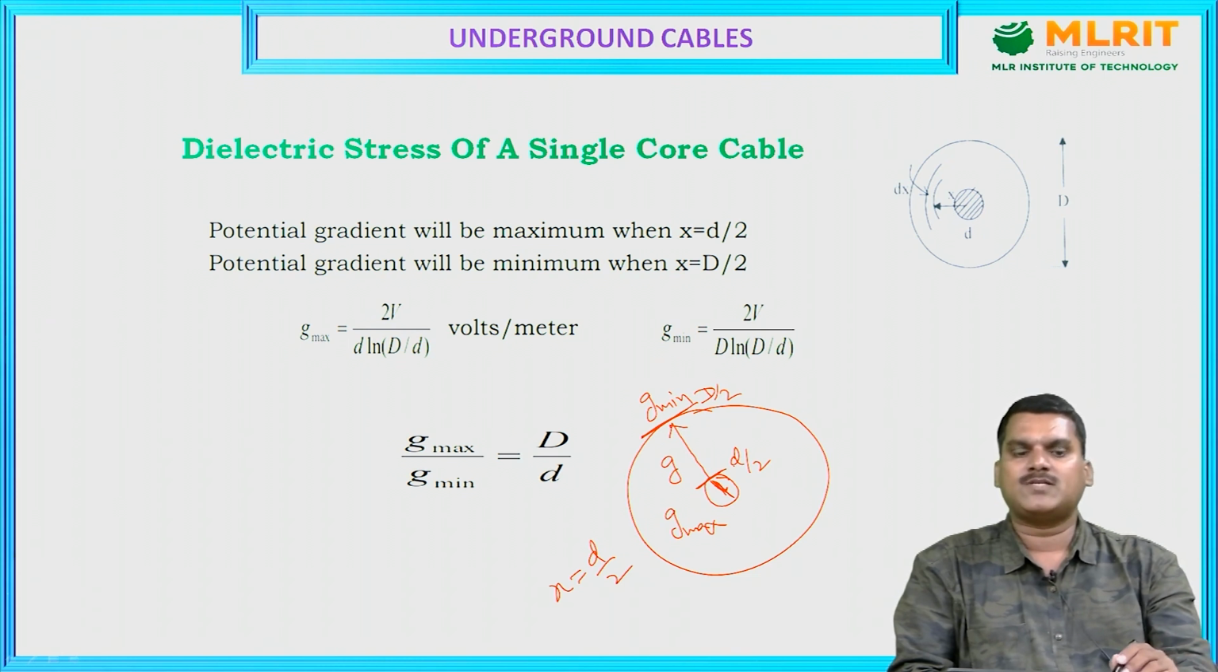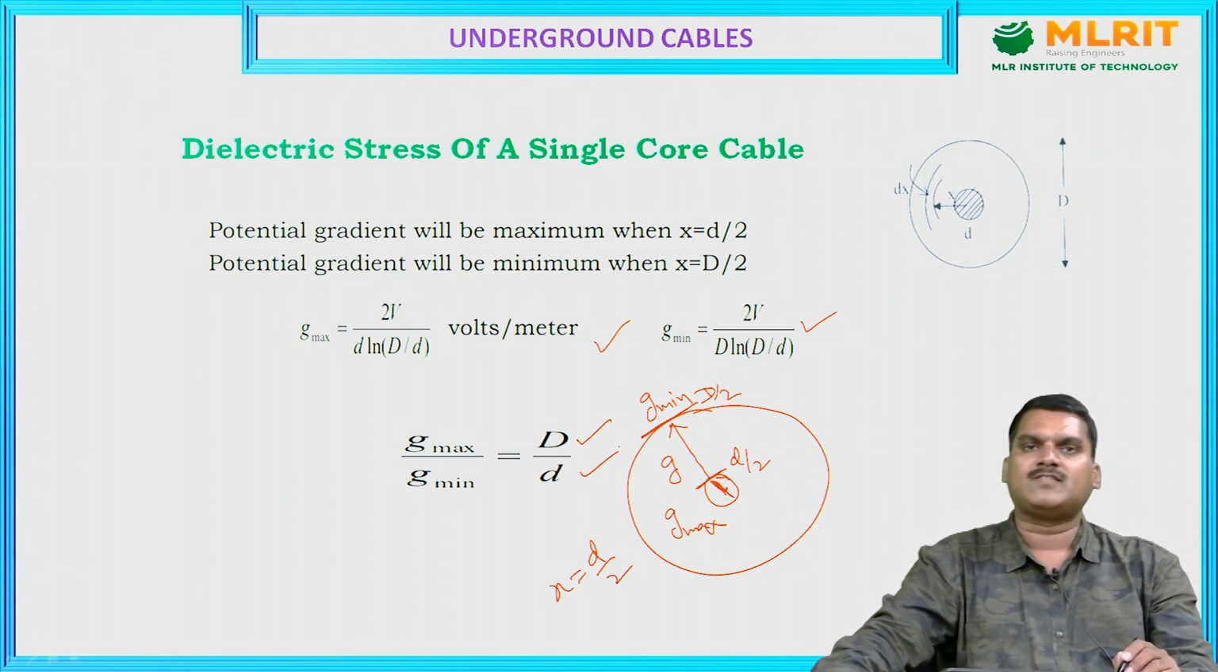And the G maximum and G minimum formulas are given here. These two formulas hold good for the maximum and minimum values. If you take the ratio of the maximum and minimum, you will get it as D by d. Capital D is the diameter of the underground cable, small d is the diameter of the conductor within it.